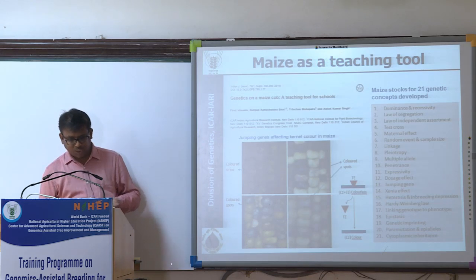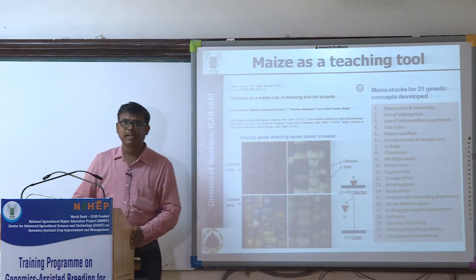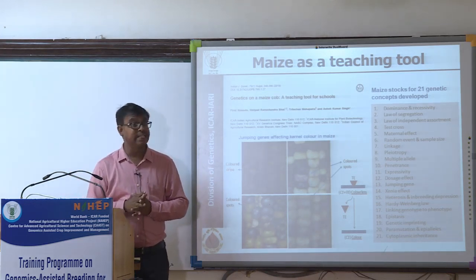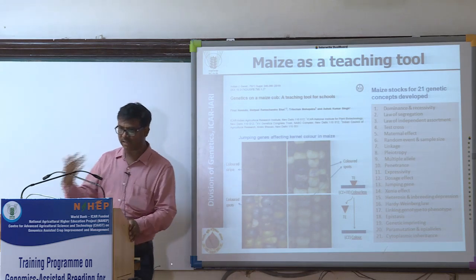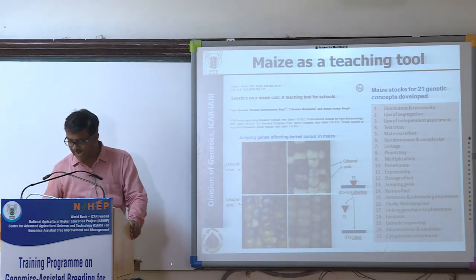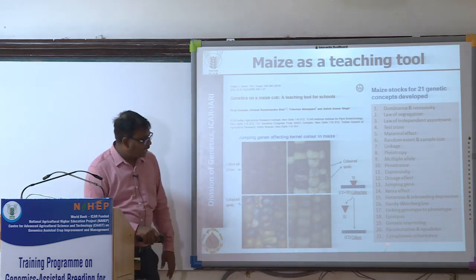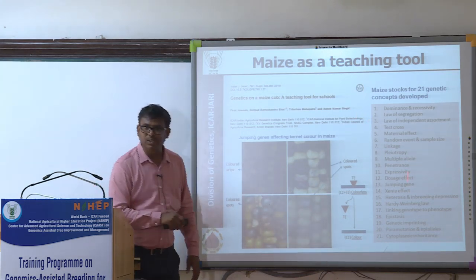So, with this, we have now come out with an article titled Genetics on a Maize Cob, a teaching tool for schools. Basically, we started addressing the schools first, and here 21 different concepts, which I have mostly mentioned, have been demonstrated using the maize cob.